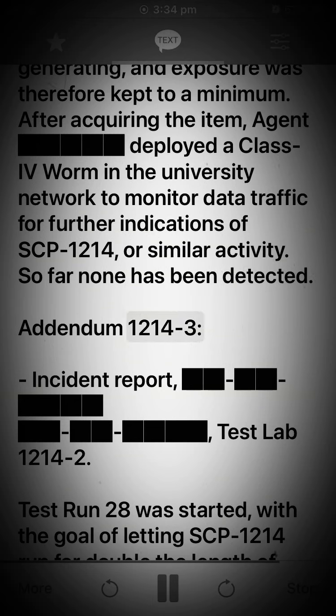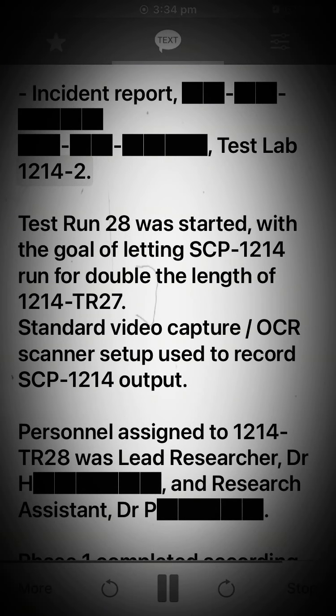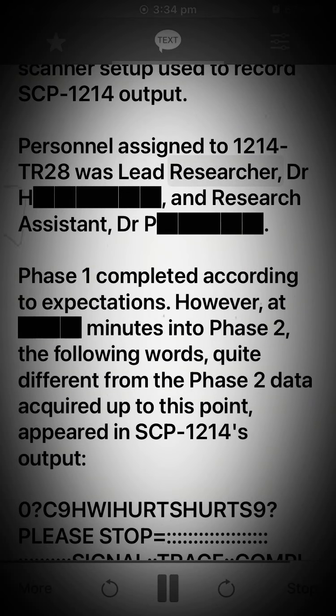Addendum 1214-3. Incident Report. Test Lab 1214-2. Test Run 28 was started, with the goal of letting SCP-1214 run for double the length of 1214 TR-27. Standard video capture OCR scanner setup used to record SCP-1214 output. Personnel assigned to 1214 TR-28 was lead researcher, Dr. H, and research assistant, Dr. P.